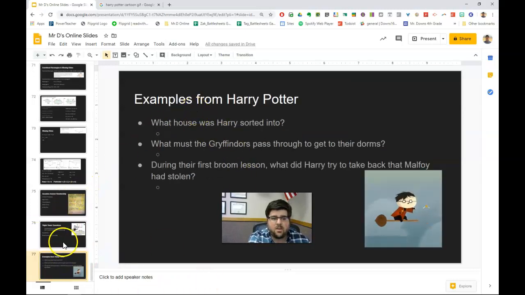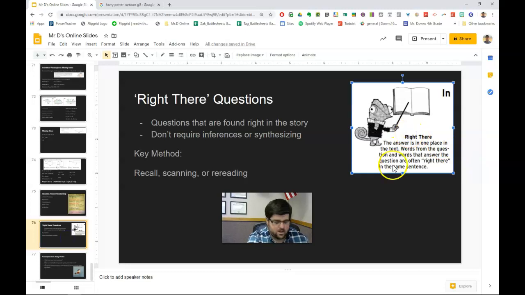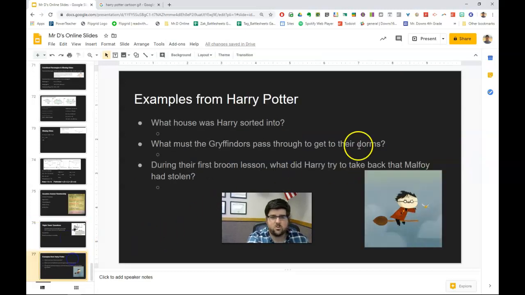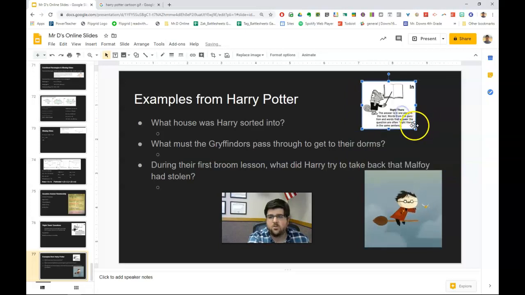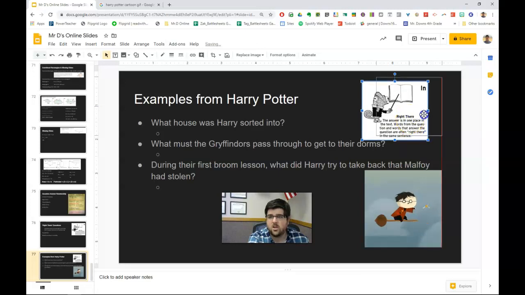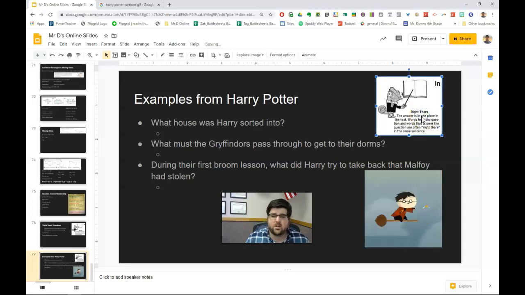So remember my right there questions for Harry Potter, and I'll just put this on this other page so we can just remember what we're talking about here. These questions that I made for Harry Potter are answers that are found right there in the text. You don't have to go and do extra processing or figuring things out. You're not having to make these big connections across text. You just have to go and find a specific detail from the text.